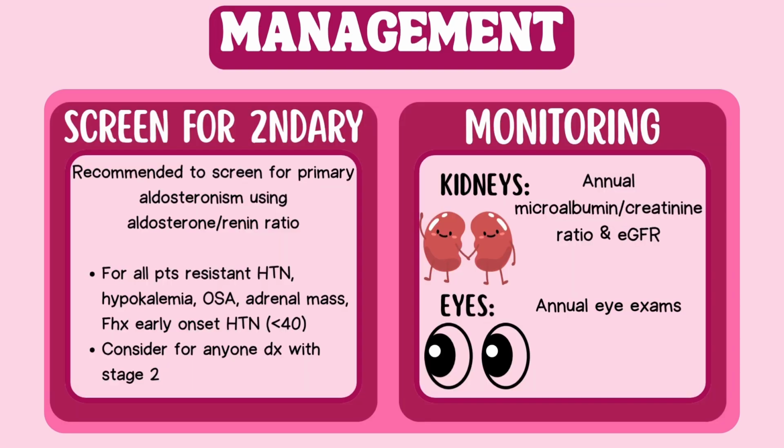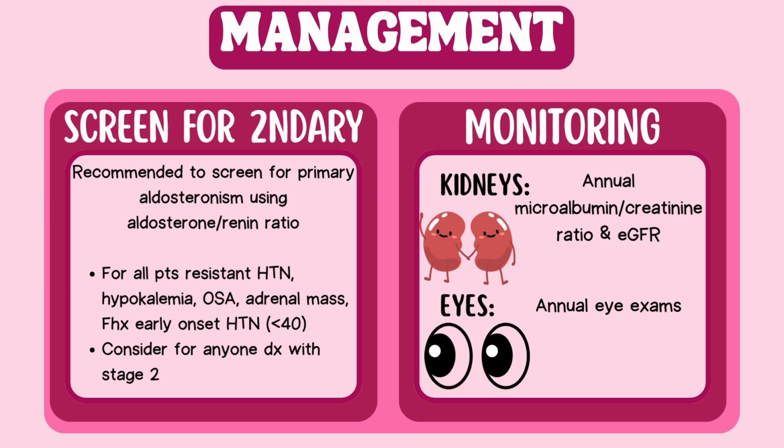Some management points that you need to remember are: 1, when do we screen for secondary hypertension? So the recommendation is to screen for primary aldosteronism using the aldosterone-renin ratio, and this is for all patients with resistant hypertension, hypokalemia, sleep apnea, and adrenal mass, or a family history of early onset hypertension, which would be less than 40 years old. And then you should consider screening anyone who is diagnosed with stage 2 hypertension.